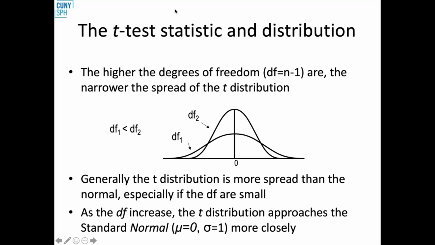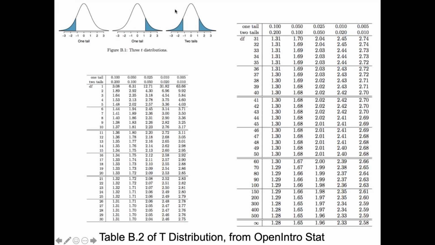Now, the higher the degrees of freedom, which is the same thing as saying the higher the sample size, the closer the t-distribution is to the standard normal distribution, that 1.96. And here are the tables based on that.